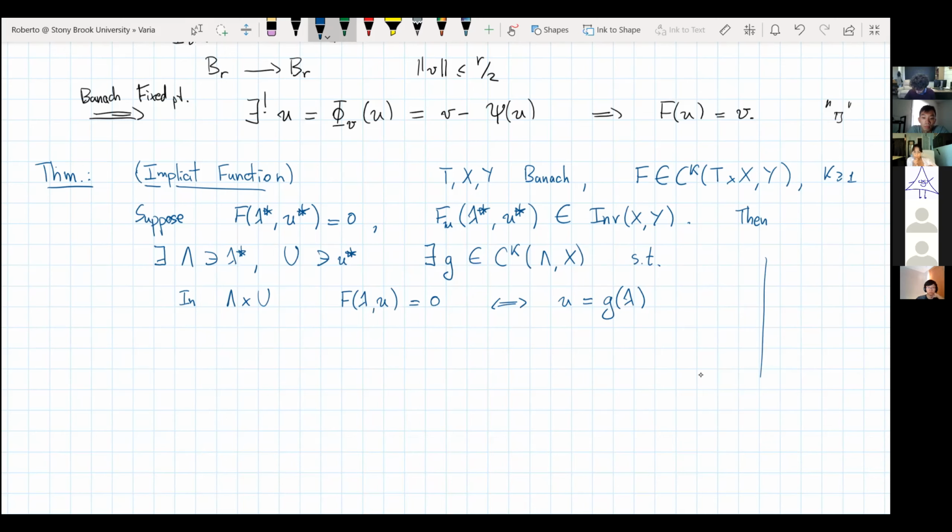So that means that, well, this is the zero set of our functional. If we find a point where the partial derivative in u is invertible, then we can find a neighborhood where the zero set can actually be written as the graph of some function in the variable t.